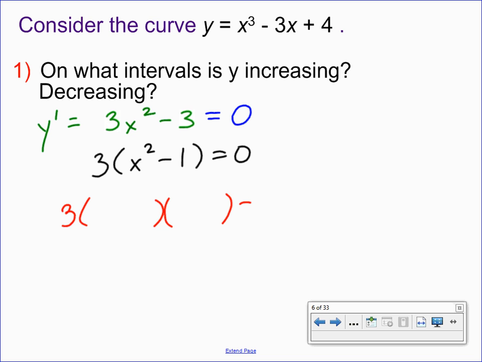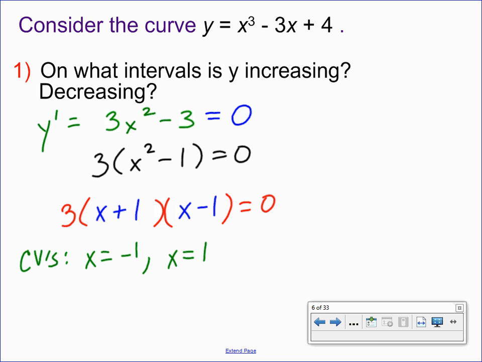I'm going to keep the party going because I love the difference of perfect squares. And I'm getting x plus 1 times x minus 1. Yes? And so it looks like we have critical values, right? We have critical values when y prime equals 0 and y prime is undefined. For us, we've got critical values at x equals negative 1, and at x equals positive 1.